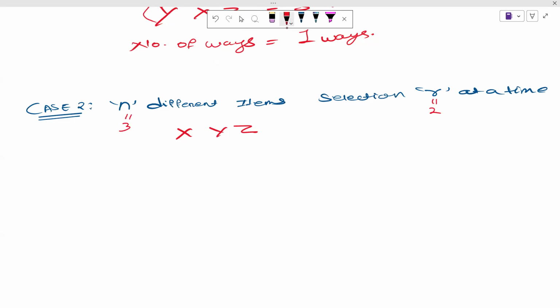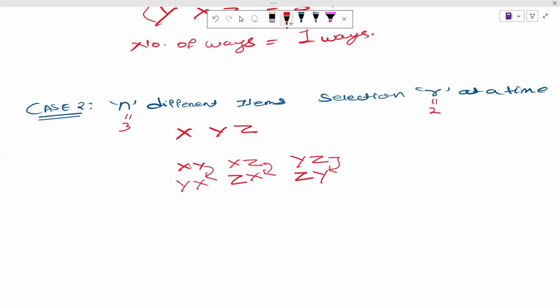It means what? So I can just say that XY. I can also say that XZ. I can also say that YZ. Now, I can also say that YX. I can also say that ZX and ZY. So here I'm just changing the order. Will it have an impact? No.